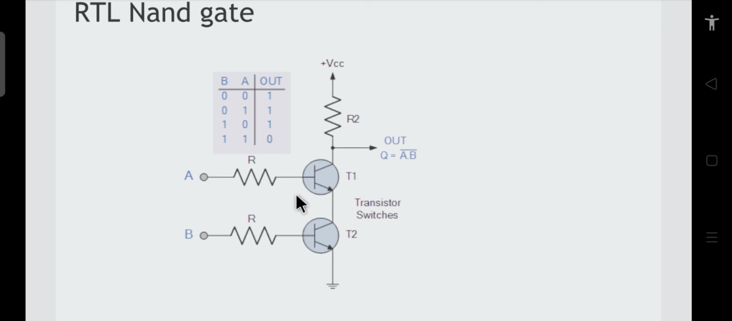That particular transistor, when either of the inputs is 0, because these two transistors are in series, either this transistor is off or that transistor is off. Whenever one transistor is off in a series connection, the path from VCC to ground will not be completed. This path remains open because either both transistors are off or one of them is off. So there is no path from VCC to ground, and VCC is directly available at this terminal. Therefore, when any of the inputs is 0, the output will be 1.